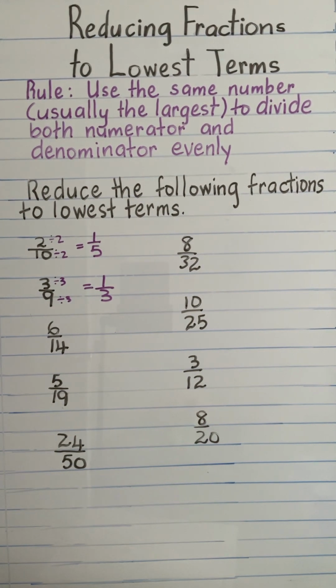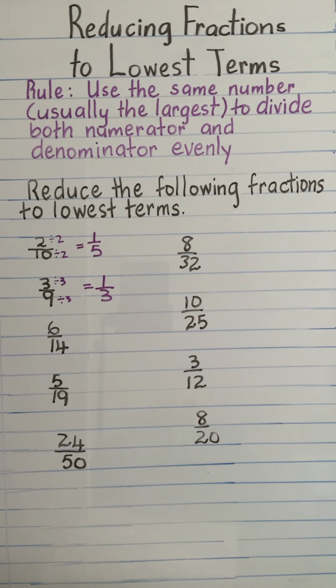6 over 14. So for examples 1 and 2, right away we spot that 2 is the only number that can divide 2. So we tried with a 10 and it worked. Here, in the second example, 3 is the only number that can divide 3 evenly, and we know that it also can divide 9. But let's look at 6. So 6 can divide 6, but 6 cannot divide 14. So let's try a smaller number.